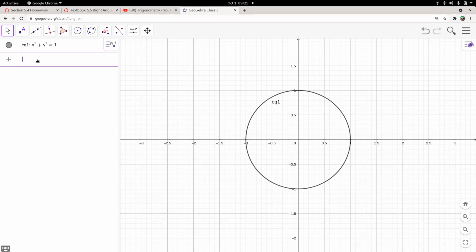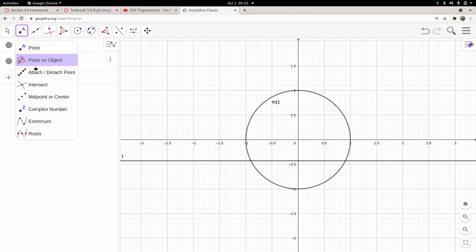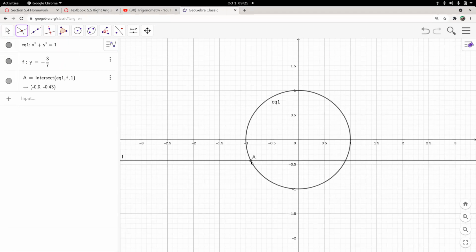And then I had to realize that the sine is the y value. So then on my picture, I graphed y equals negative 3 over 7. And so there's that down there. And then that led to this point right here. So I use the point button, I want to find the intersection. And so I just click there once I choose intersection. And it tells me I get negative 0.9-ish and negative 0.343.